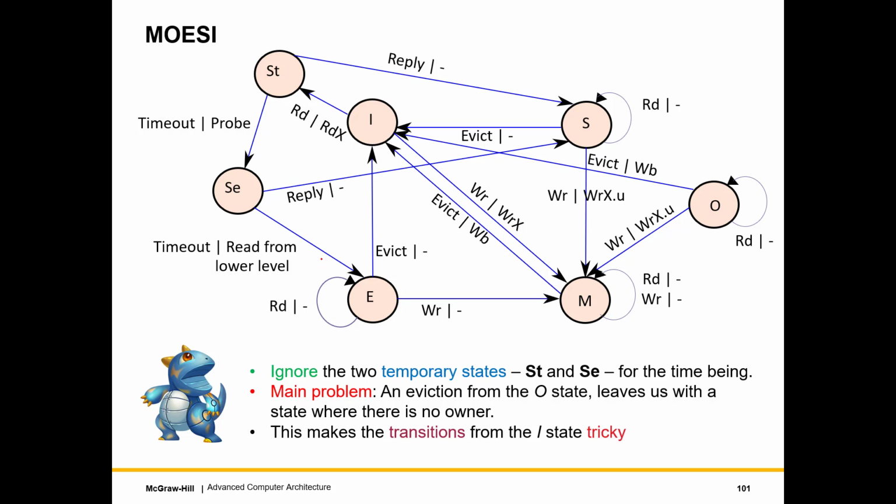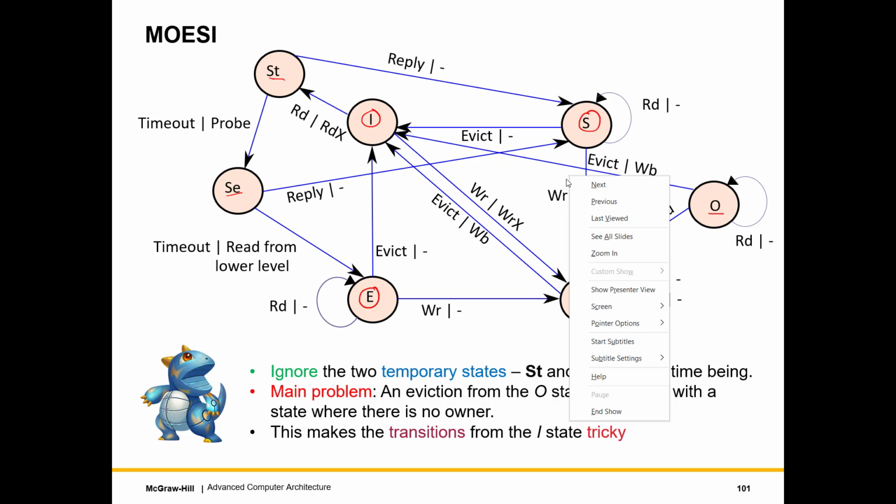So now, oops, did I show that? So this does look complicated, but it is not that complicated. Let's take a look at our familiar friends M, I, S and M. The new states: we add 3 more states, right? We add 2 temporary states ST and SE, and we add an owner state O.